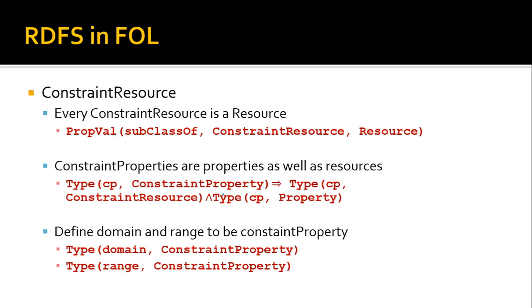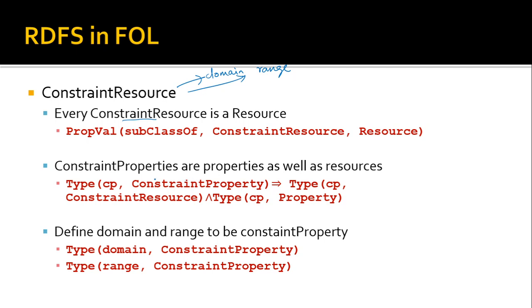Now we have got constraint resource. What are the constraint resources? Basically, they hold the constraint properties like domain and range, right? So these constraint resources are relevant to the domain and range of the properties, right? So similarly, everything that you can think of is a resource. You can also define that every constraint resource is a resource, and you can say that this constraint resource is a subclass of resource, right?